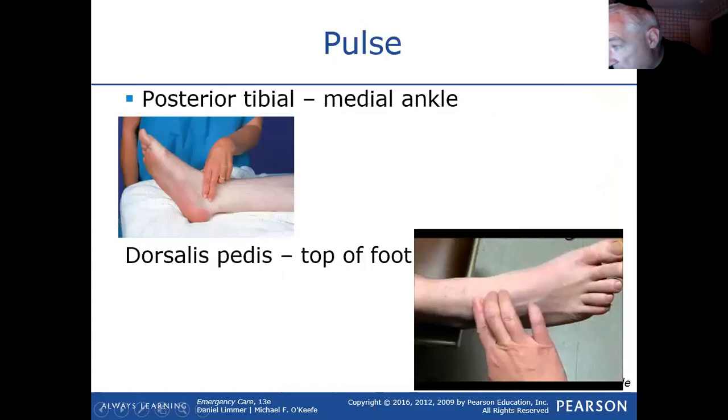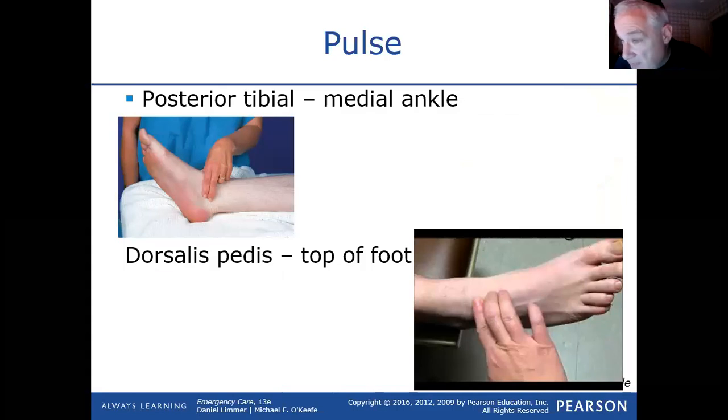And then the posterior tibial pulse is on the medial side of the ankle, like right down in here. And the dorsalis pedis is on the arch of the foot. They're both very, very hard arteries to find. But on the test, if they say, you know, you have a patient who has a fracture of the lower leg, where should you assess to see if the circulation is good? Those would be the answers.